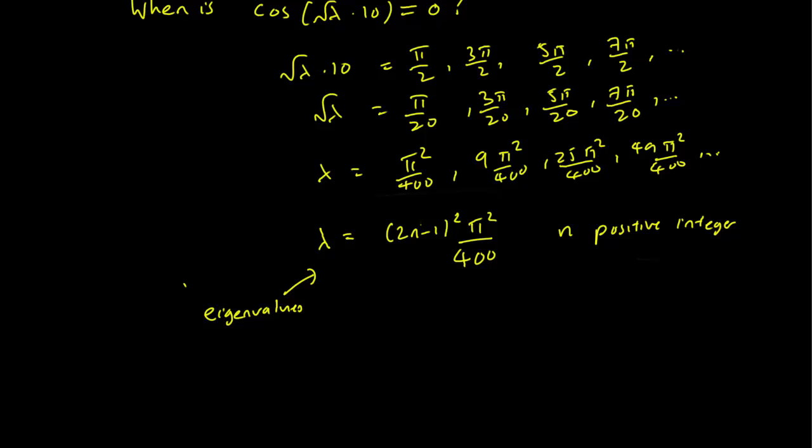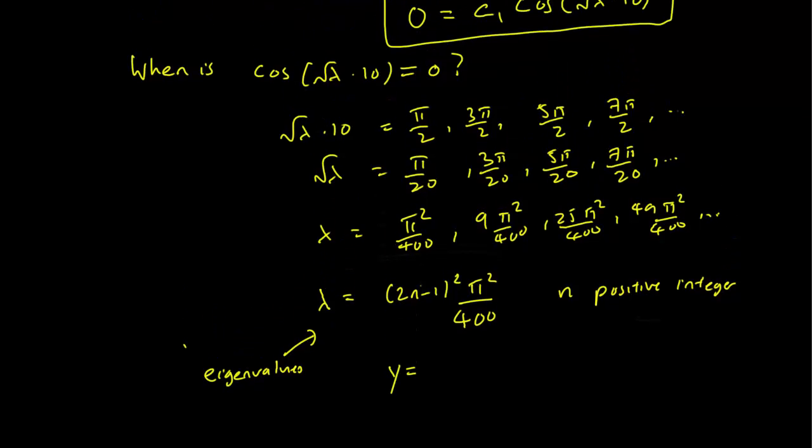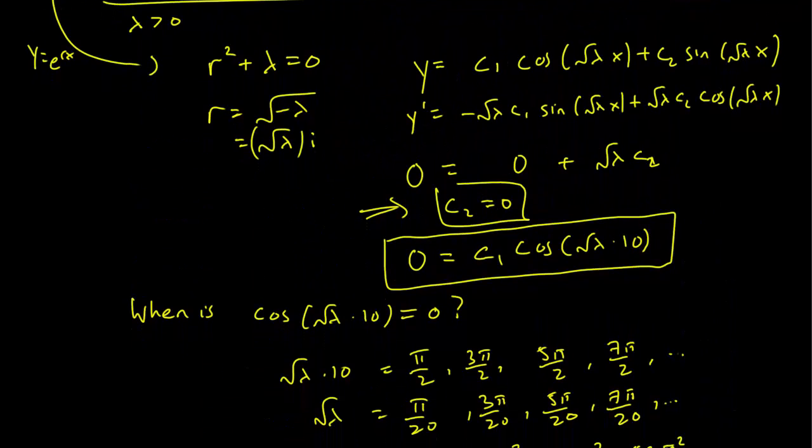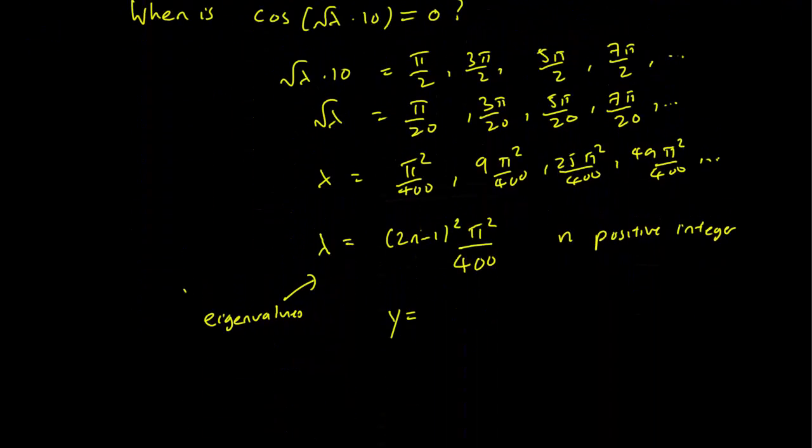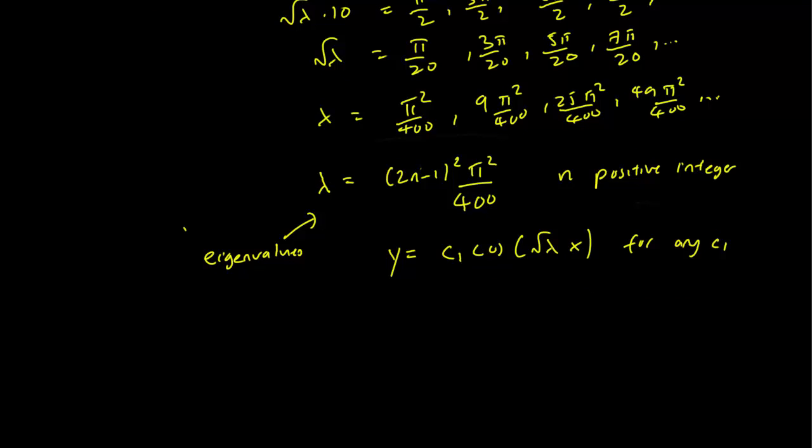And when we have this eigenvalue, the solution is going to be, so we have c2 equals 0, but c1 can be anything. So we look at this equation, plug in c2 equals 0. So y equals c1 cosine root lambda x, and these are your solutions for any c1. To find the eigenfunction, we just have to pick one of the infinitely many solutions. So let's just pick the one where c1 is equal to 1. Eigenfunctions have to be non-zero, so you couldn't pick c1 equals 0. So there you have it. These are your eigenvalues, and each eigenvalue corresponds to this eigenfunction.